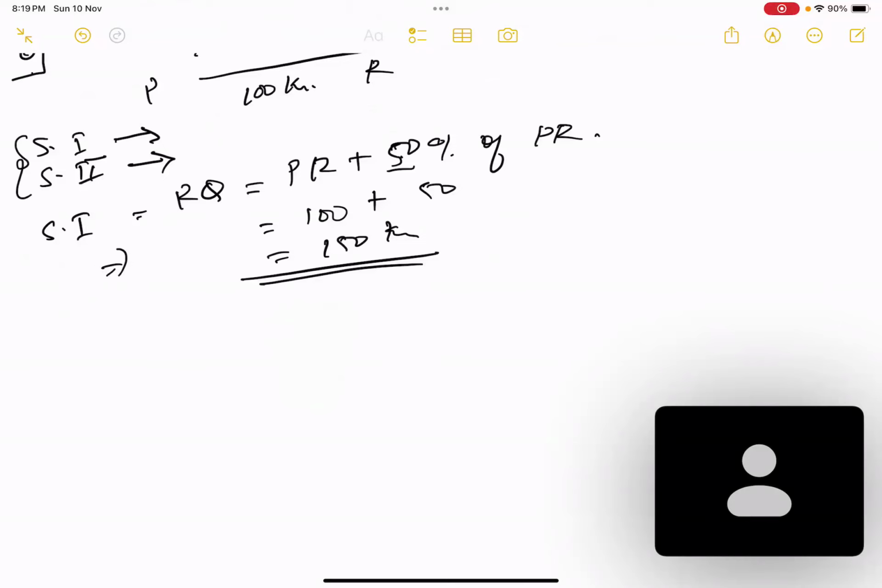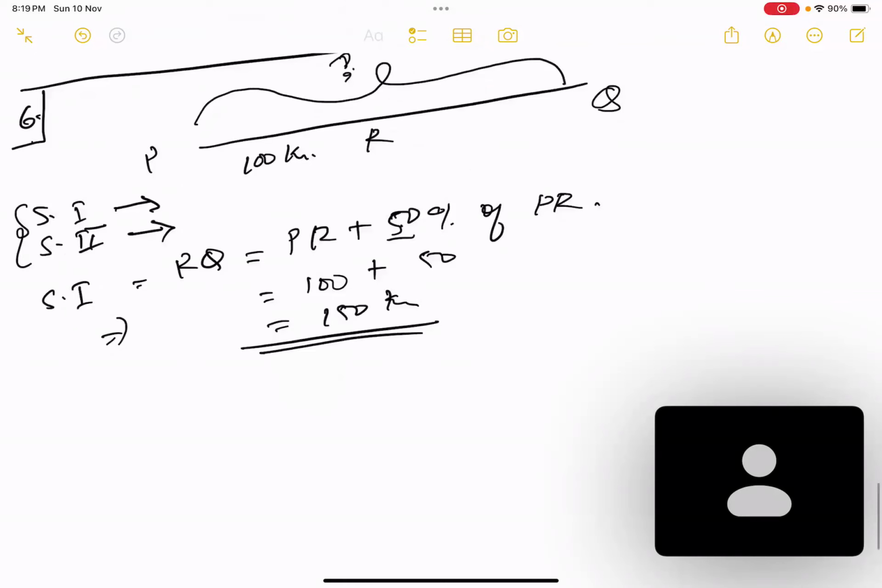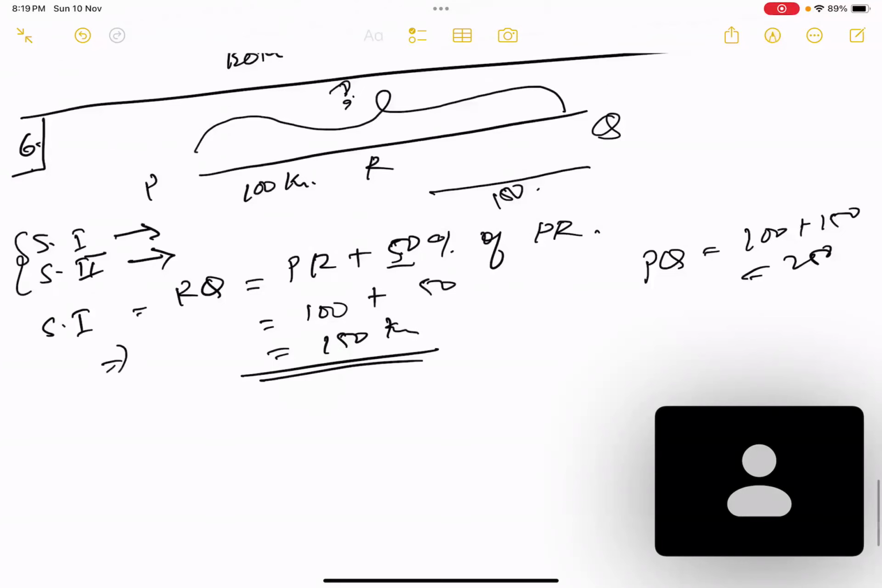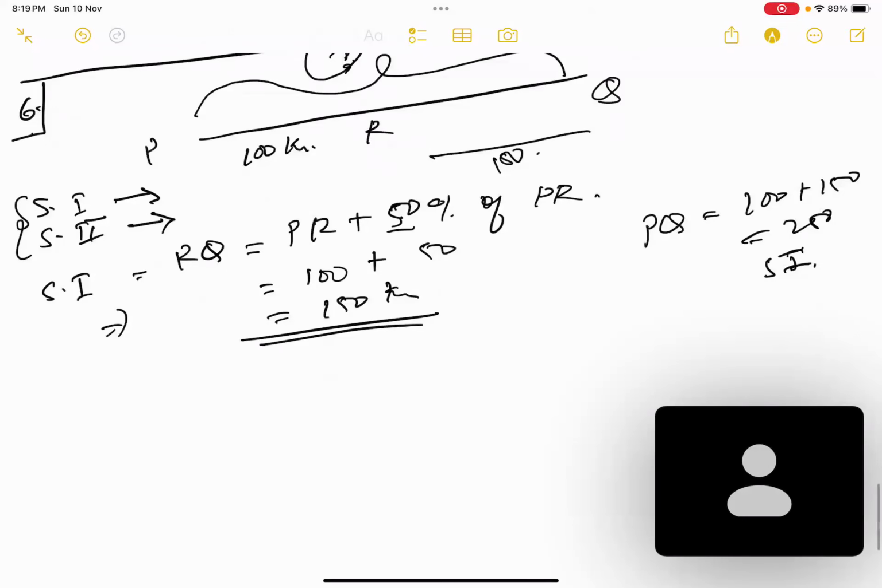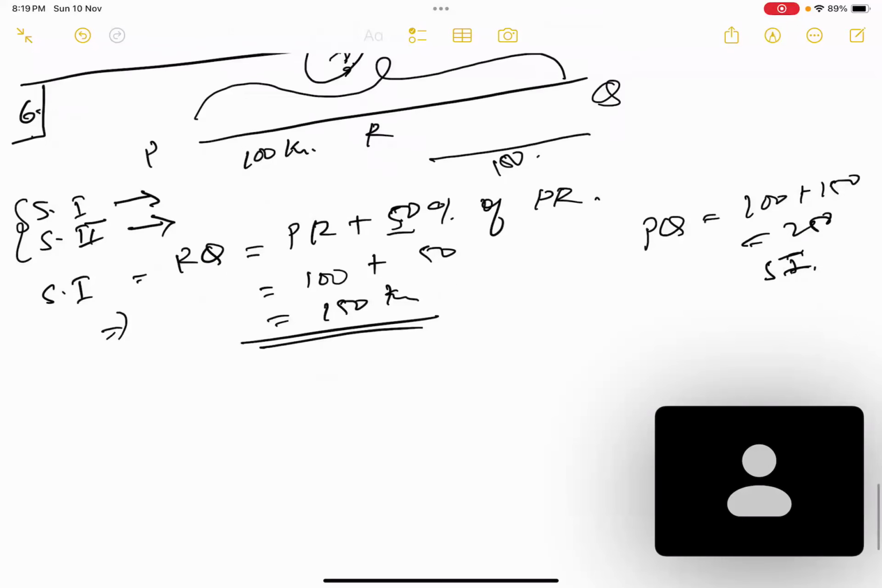So we found RQ, right? RQ is how much? 150. Now PQ is all. We just have to add 100 plus 150 is equal to 250. So the given data which is required, that is the PQ, we can solve it with statement one. Whatever information is given in statement one, that information itself is sufficient to find the value.